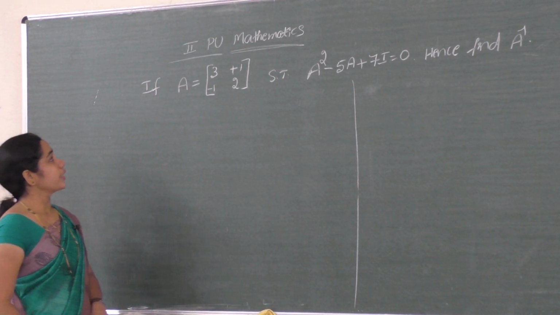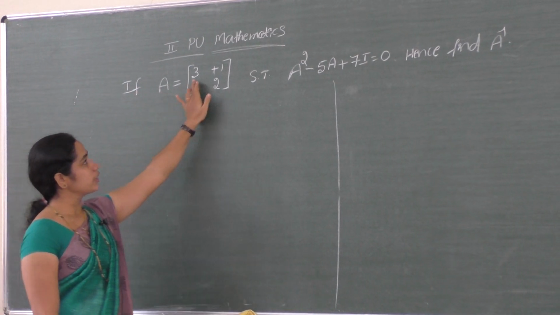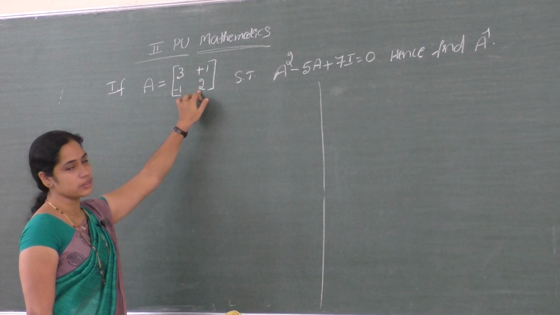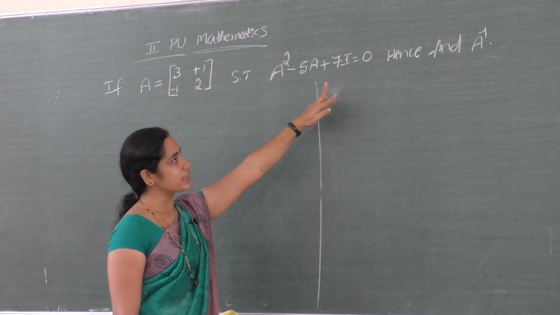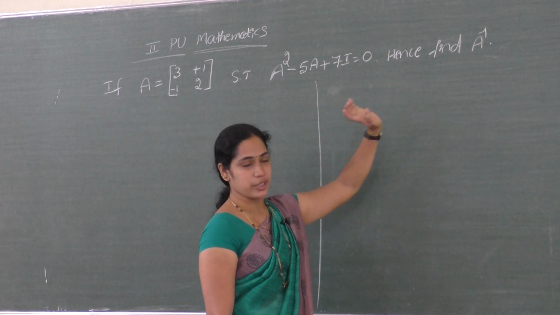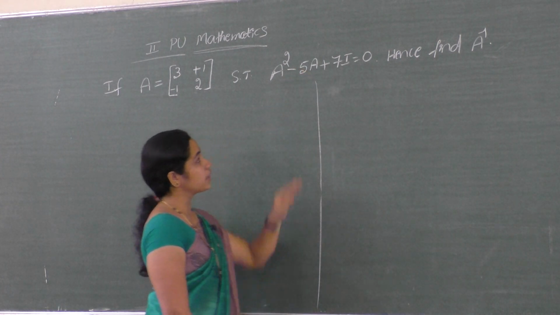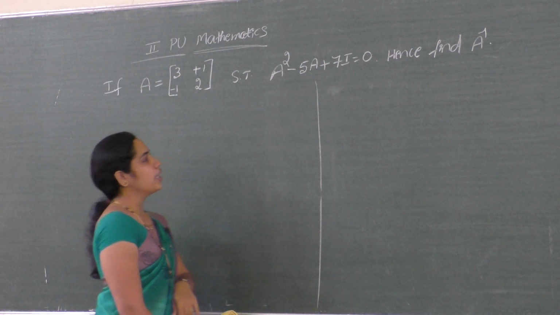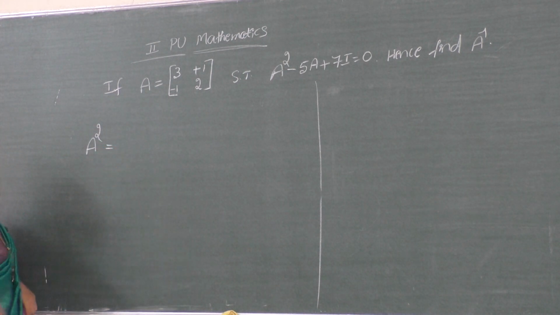We will continue today. Next problem is, if A equal to [3, 1; -1, 2], show that A square minus 5A plus 7I equal to 0 matrix and hence find A inverse. Here the first part we already discussed in the matrices chapter. We will prove that. First find A square.